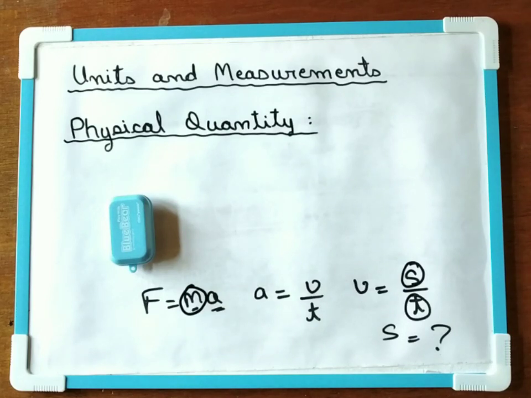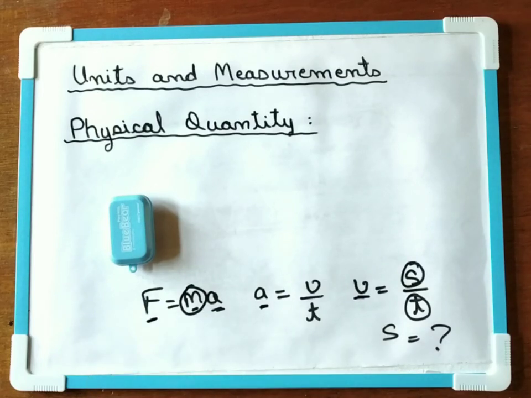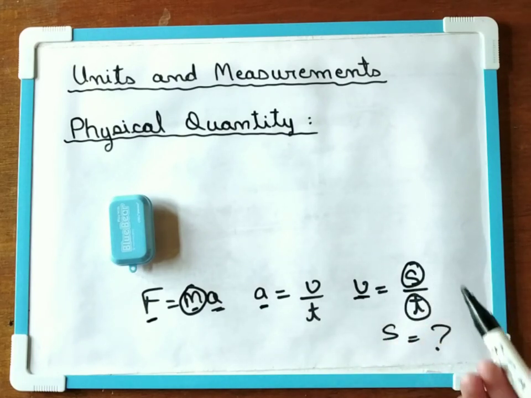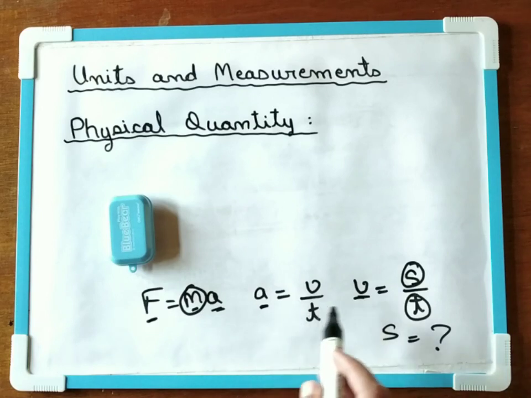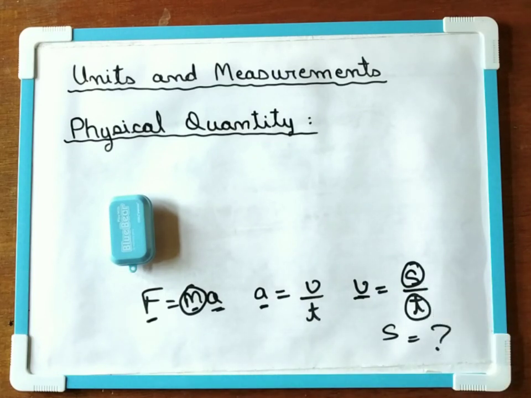But quantities like velocity, acceleration, force are known as derived quantities. Okay, so velocity can be expressed in terms of the fundamental quantities, displacement or distance, and time. Acceleration can be expressed in terms of another quantity, velocity by time. Force can be derived from mass and acceleration. So these quantities, force, acceleration and velocity, are known as derived quantities, and quantities like mass, distance or displacement and time are known as fundamental quantities.